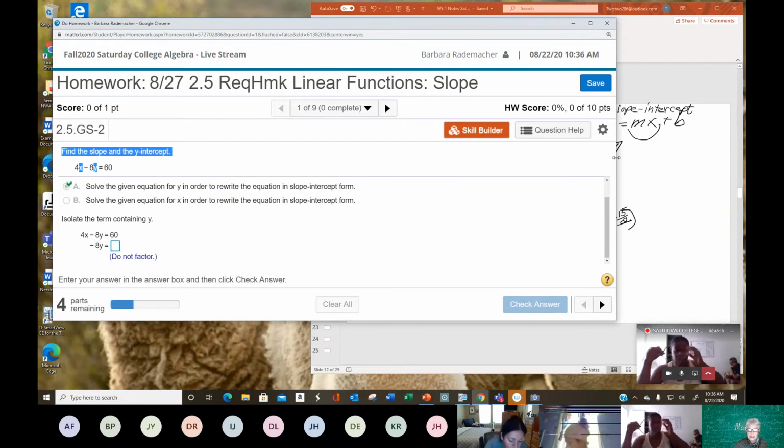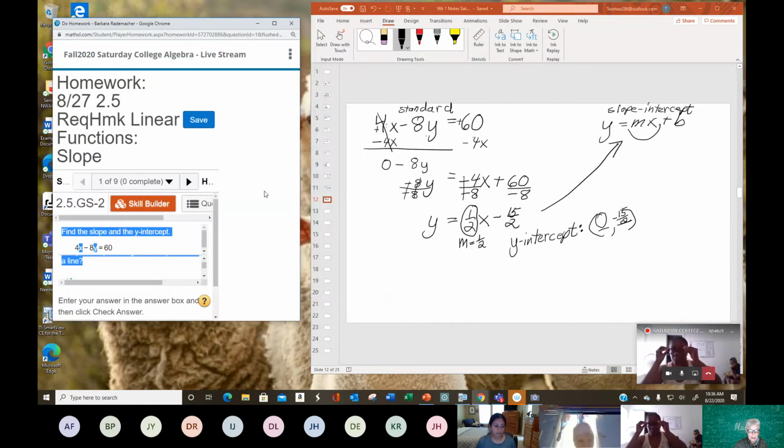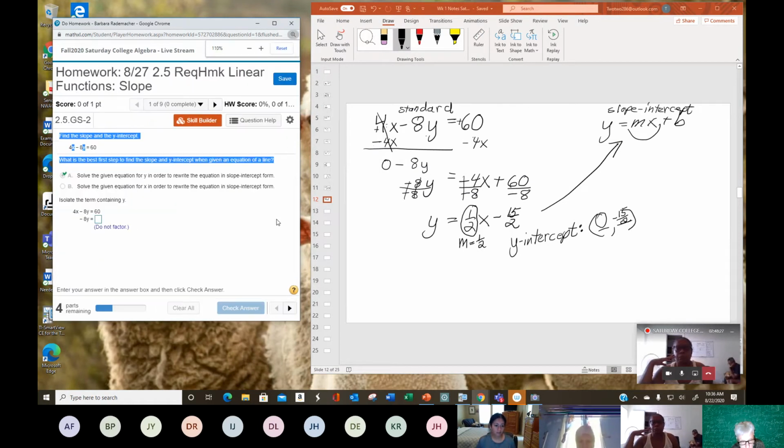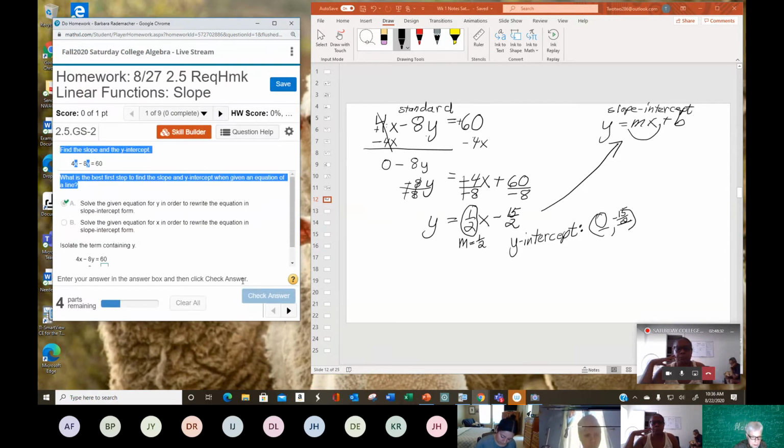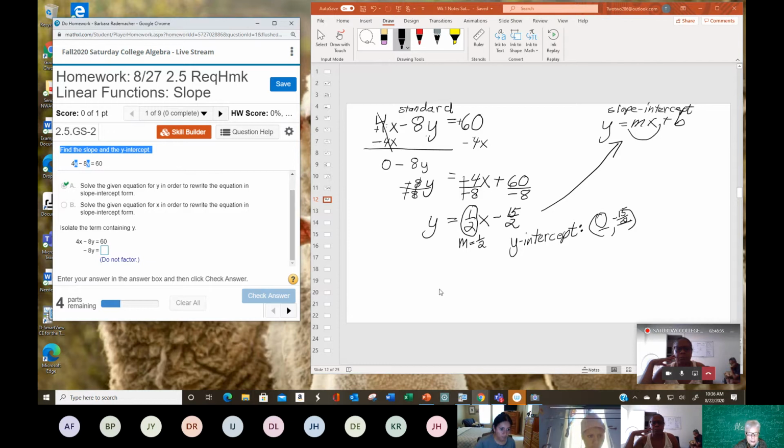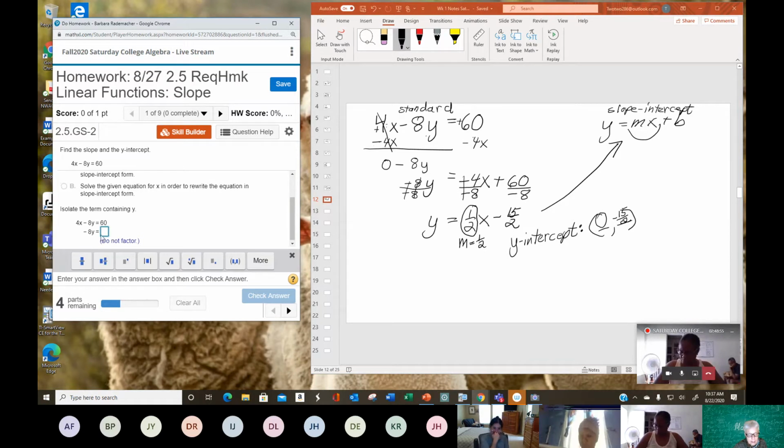Oh, now they're asking me to go step by step. What a pain. Okay. I want it a little bigger than that. Here's the next question. Notice that we went step by step up here, and now we're going to have to rewrite the steps that we took. The first thing we did was subtract 4x.